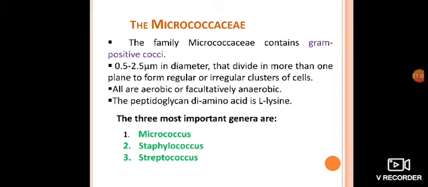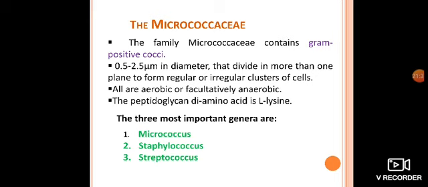All are aerobic or facultative anaerobic. Everybody knows the difference between aerobic and anaerobic: whether the microorganisms use oxygen or not. These gram-positive bacteria are aerobic as well as facultative anaerobic. That means if they don't get oxygen, they can easily survive, so they are quite difficult to handle.